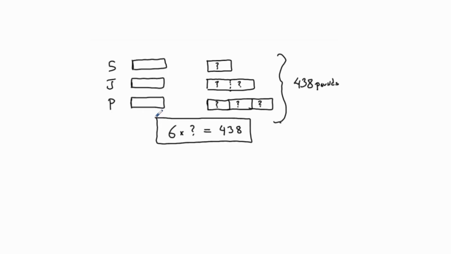Well, remember, there's a relationship between multiplication and division. So in this problem, if I take 438 and divide it by 6, that will tell me what the question mark is.